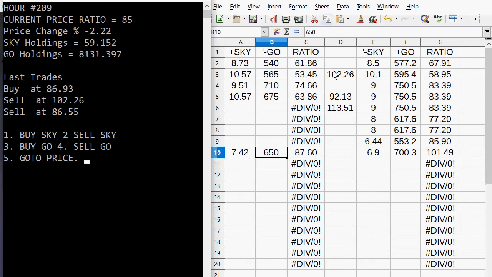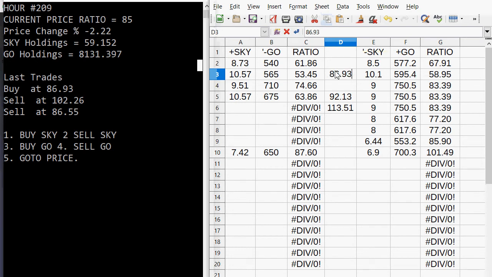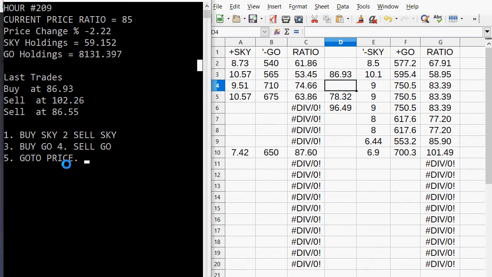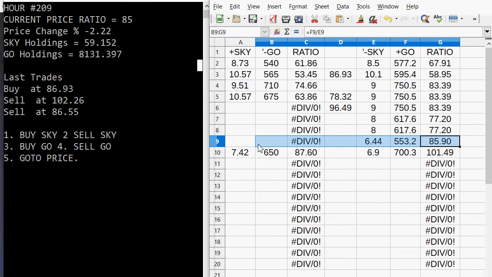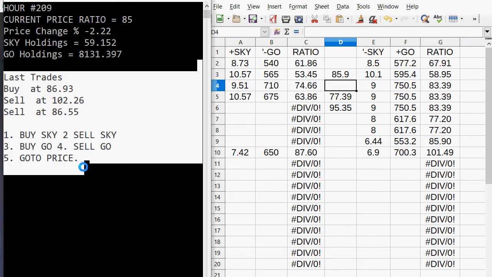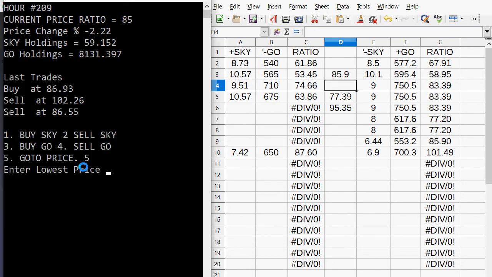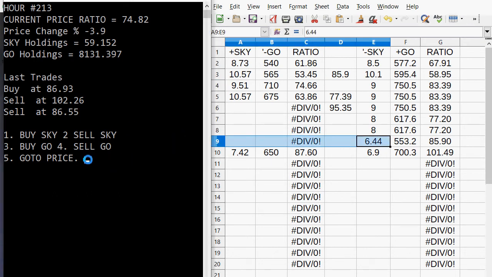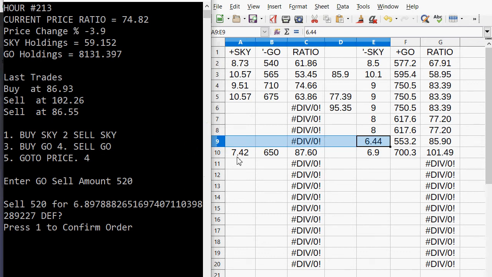Okay, so last trade is in at 86.93. And really, technically speaking, I want to cover 85.90. So I'm just going to, the high price is going to be 96.5. But I'm going to go to like 77.3. And on hour 213, it goes to 74.82. So a completion of this trade. It was 553 that we got. So if we sell 520, it was a small trade. 6.89. Let's take it.